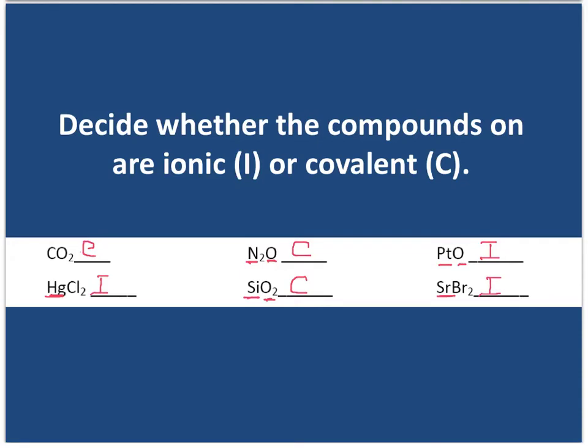And if you want to, we could take it a little bit further and go ahead and name these ionic compounds. Since we have mercury and chlorine, remember we keep mercury, change the chlorine end into IDE, so that's mercury chloride, platinum oxide, strontium bromide. Okay, just to refresh your memory on naming ionic compounds.